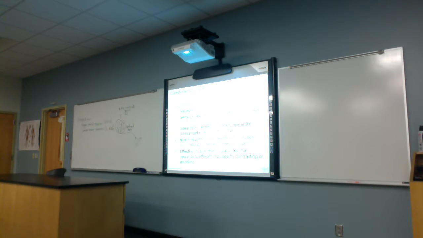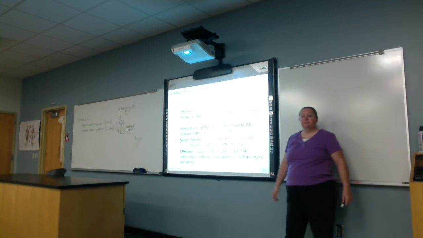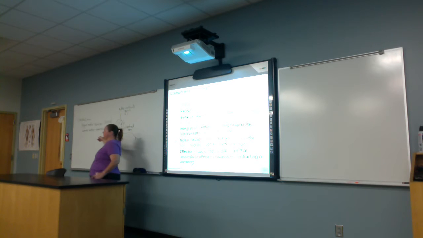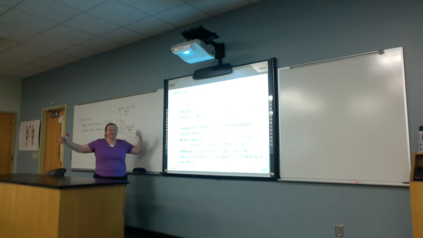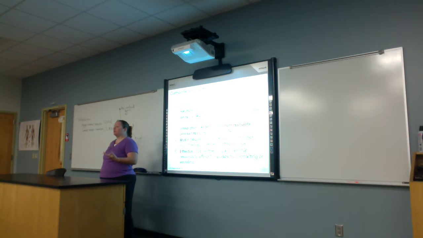Okay, we're going to have this happen at the spinal cord level. We're going to have a motor neuron. Which one of these do you think it's going to be? Lower. Lower motor neuron. So, the lower motor neuron is going to go to the skeletal muscle.